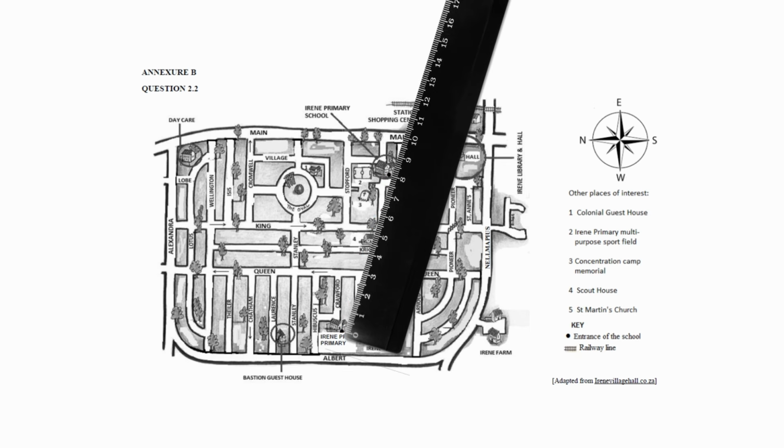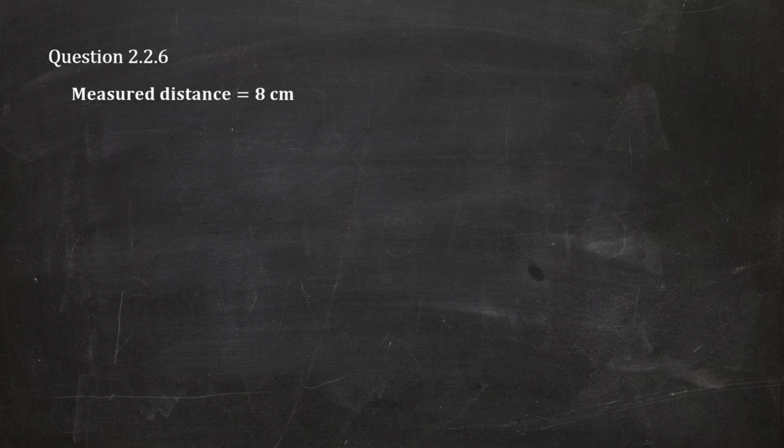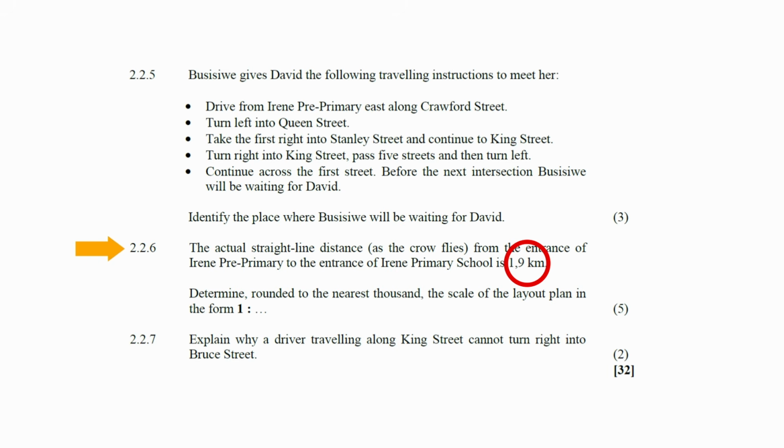Using a ruler to measure the distance between these two locations will get you a value of about 8 centimeters. To write down the ratio of the map distance to actual distance, you first have to convert the actual distance from kilometers to centimeters. The reason you want to do this is because a ratio compares two or more values of the same unit. Since the actual distance is given in kilometers and the map distance was measured in centimeters, you have to either convert kilometers to centimeters or centimeters to kilometers. Here I choose to convert kilometers to centimeters.